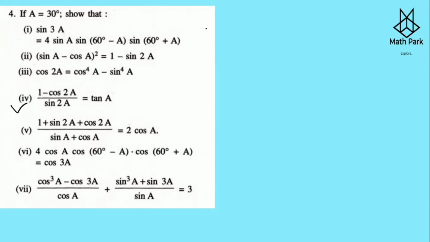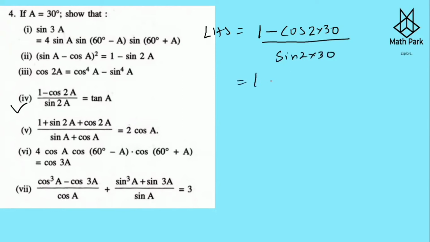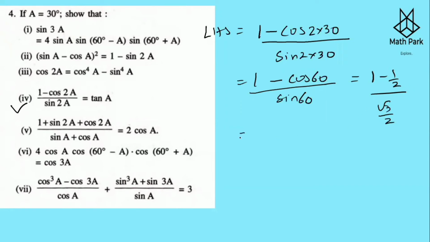Next part. Let us take LHS. LHS is (1 minus cos 2A) upon sin 2A, that is sin 2 times 30. In the numerator, you get 1 minus cos of 2 times 30, which is 60. So, 1 minus cos 60. In the denominator, we have sin 60. Cos 60 is half. So, 1 minus 1 by 2 upon sin 60, which is root 3 by 2. So, numerator 1 minus half is half. So, this is 1 by 2 upon root 3 by 2. The 2 and 2 got cancelled. We got 1 upon root 3.